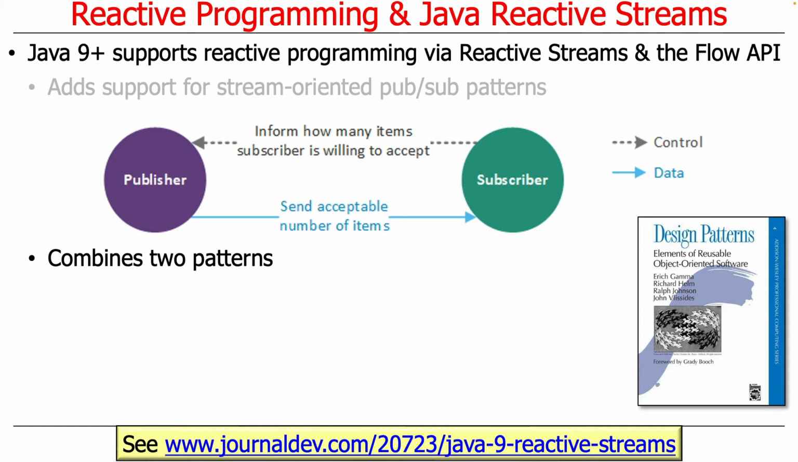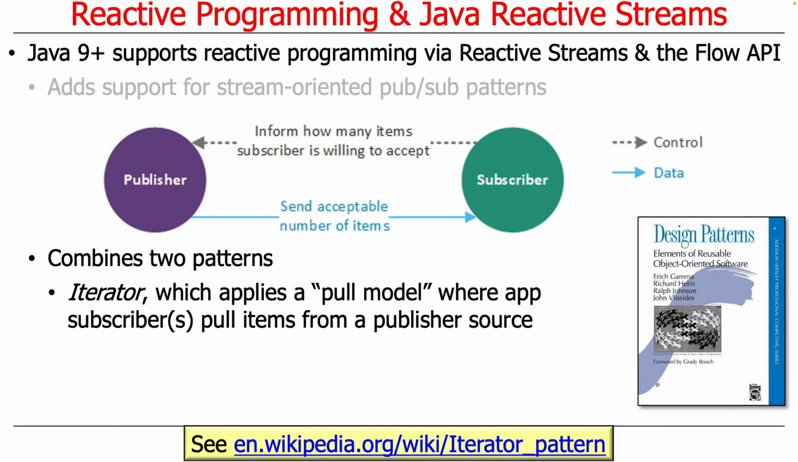There are two major patterns that are defined here that are part of this, both of which appear in the Gang of Four book. Hopefully you've seen this book in the Intermediate Software Design course if you took that here at Vanderbilt. One pattern is the iterator pattern. And the iterator pattern applies a pull model where subscribers pull items from a publisher source. And what they really do is they come and say, I can take up to X amount of items in a tranche, in a chunk, and you, publisher or publishers, please send me that amount of data. So that's the iterator model where you're pulling things.